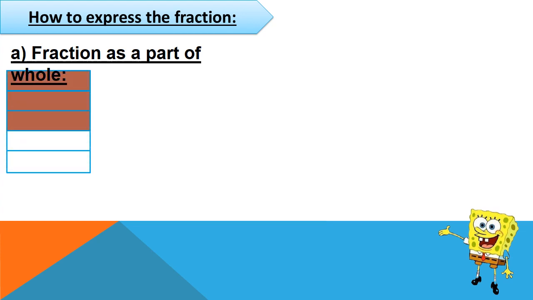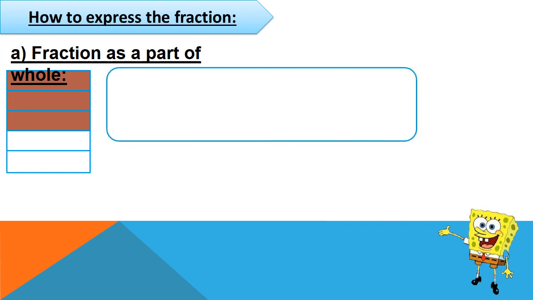If I have a chocolate bar like this, okay? It has 3 parts with brown chocolate and 2 pieces of white chocolate. So 3 parts of brown chocolate and 2 parts of white chocolate. I want to find the fraction of brown parts. So I will write my fraction like this, 3/5.